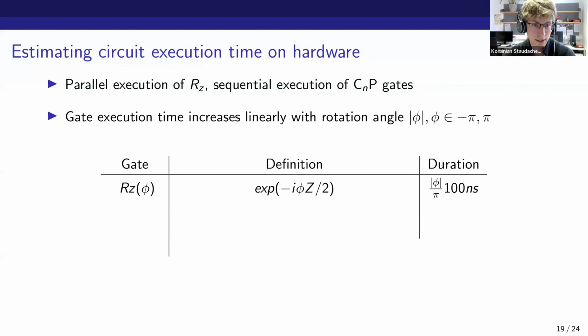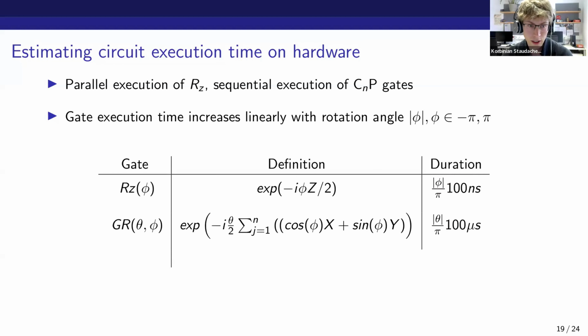And our basis gate set is then here the RZ, which has a runtime of about 100 nanoseconds, depending on the actual angle. And the global gate looks like this. And this is in the range of microseconds, so it's an order of magnitude higher, usually.